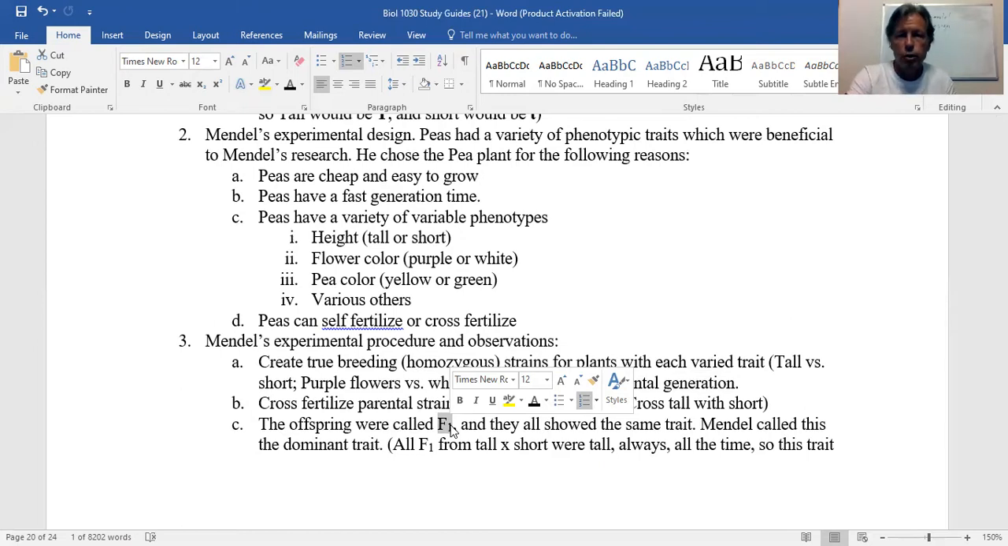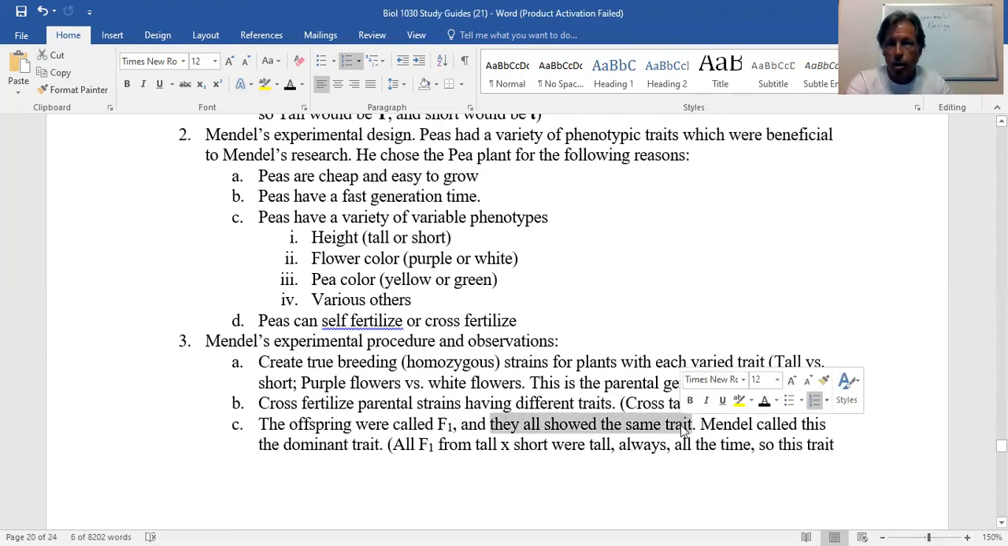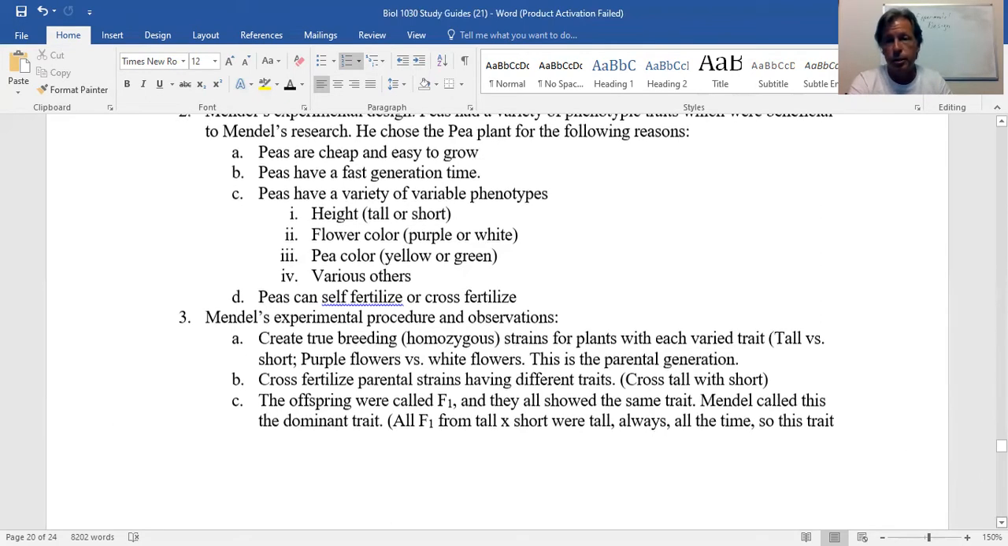Offspring. So the first group of offspring that he gets when he cross-fertilizes the true breeding strains is the F1. And this is where they always show the same trait, right? So always tall, always purple, always yellow, whatever. Mendel names this the dominant trait. So all F1 generation from tall true breeding by short true breeding were tall, always, all the time. So that's what he calls the dominant trait.